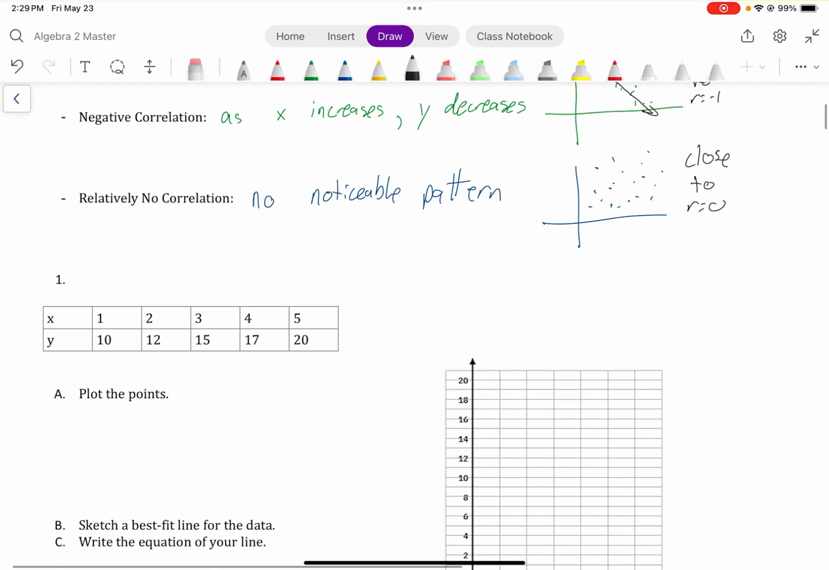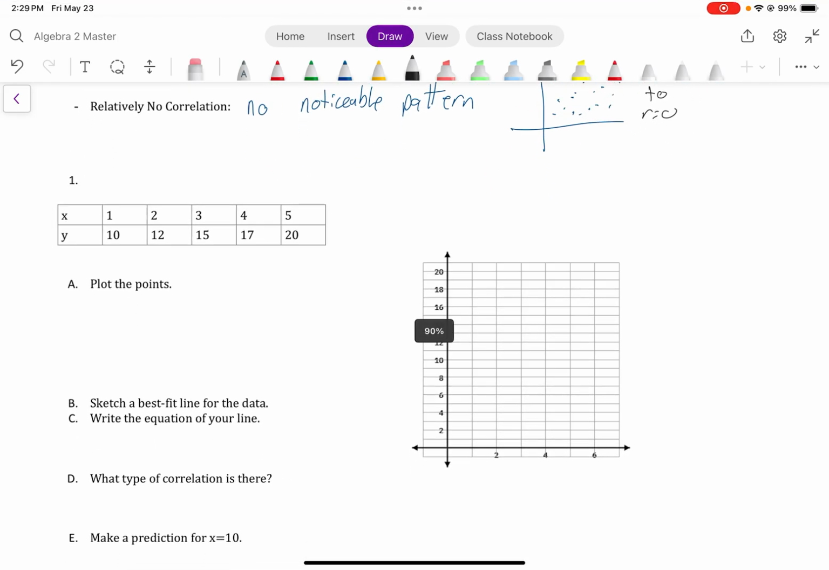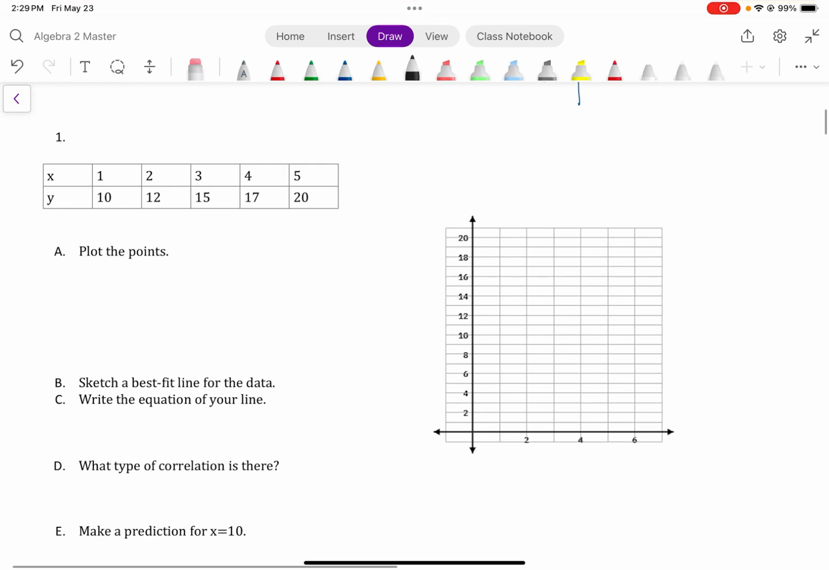So before we get into that and actually understanding that, we'll do a very simplistic example problem. So we're given a table, x, y's, plot some points. So part A, plot points. So we've got (1, 10), (2, 12), (3, 15), (4, 17), and (5, 20). And it says sketch a best fit line. All that means is draw a line as close to all of these dots as you possibly can.